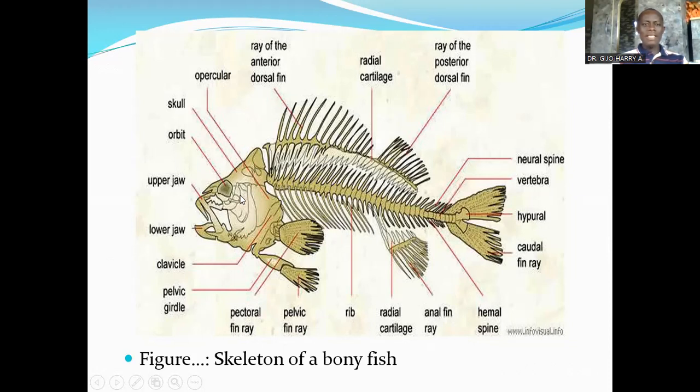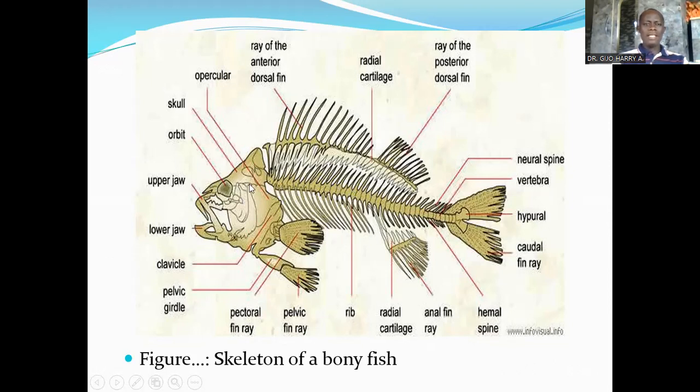While the internal skeleton consists of the skull bones, the vertebral column, and the fin supports. These bones that are here that support the fins outside are also part of the internal skeleton. And they are also intermuscular bones that are part of the internal skeleton.